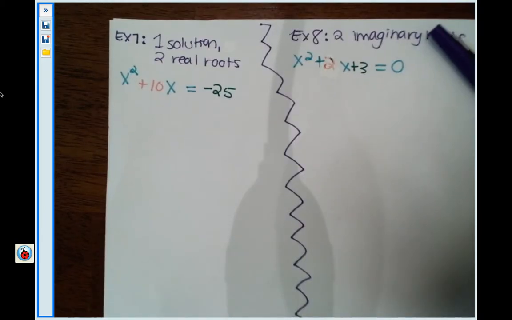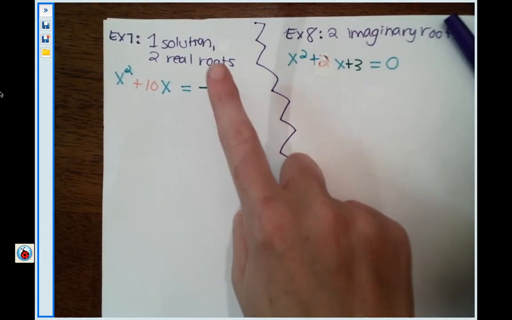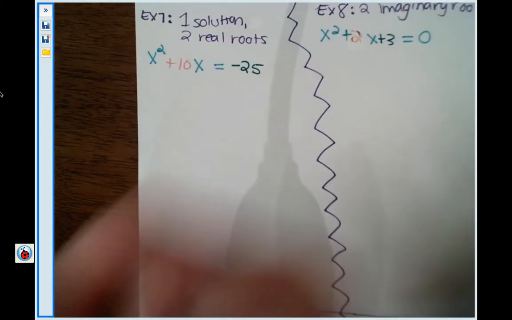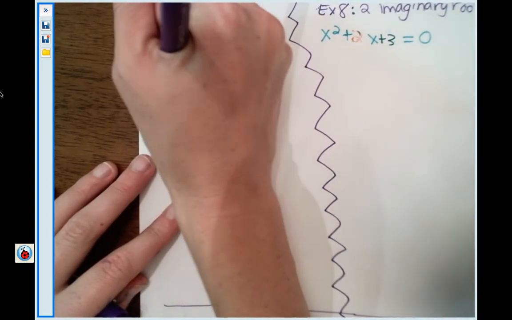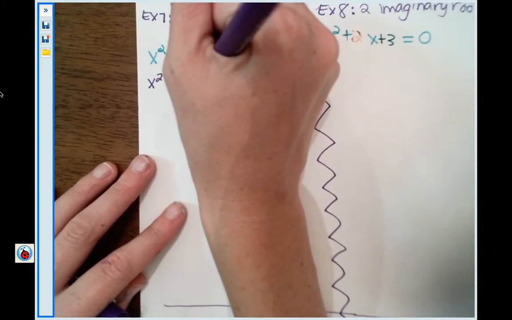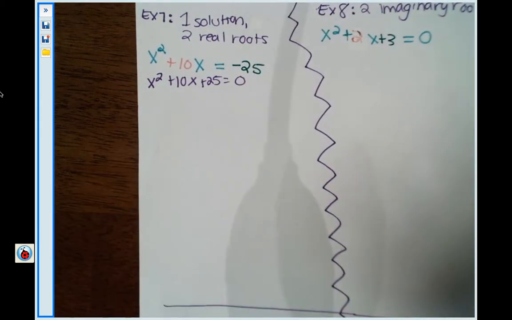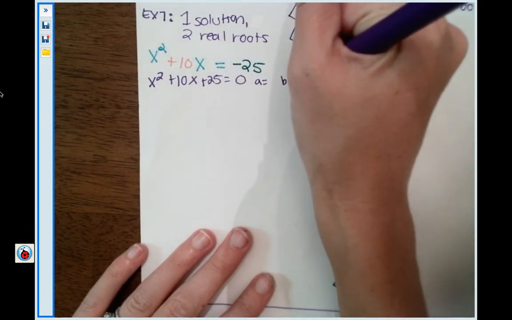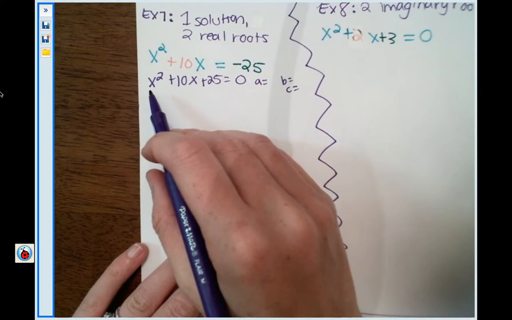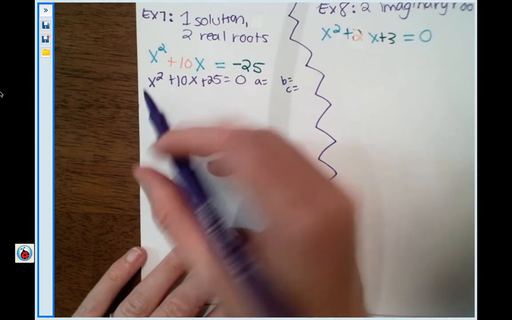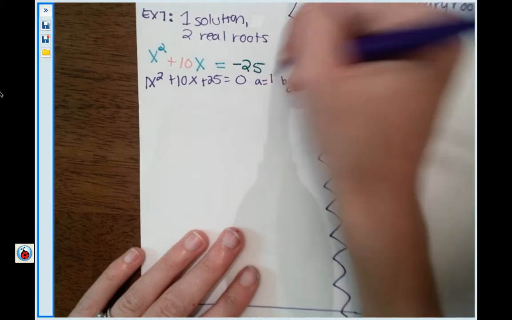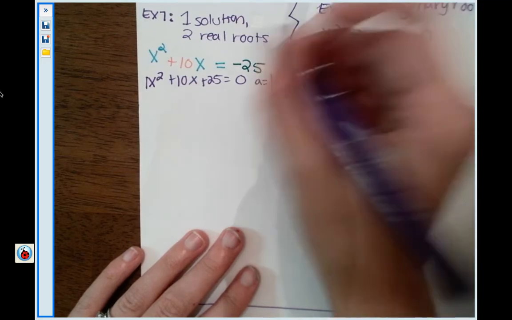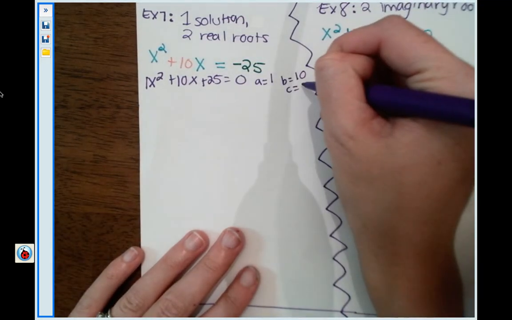First of all, remember this side must equal 0. So I'm going to bring the negative 25 over, which when I move it over will turn into a positive 25. So this will be x squared plus 10x plus 25, and now it will equal 0. The next thing, let's identify our a, our b, and our c. My a is the number in front of the x squared, which I don't see a number, so secretly there's a 1 there, so my a is 1. My b is the number in front of the x, which is a 10. And my c is the number without a variable, which is a 25.